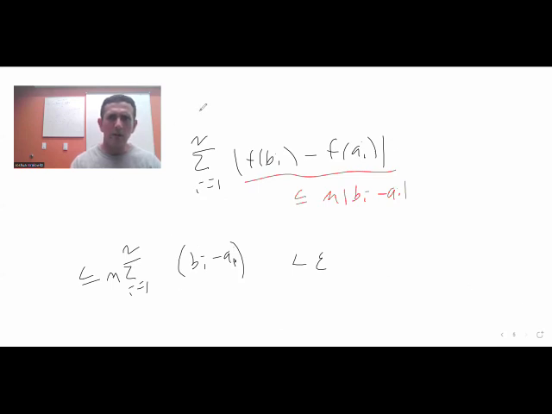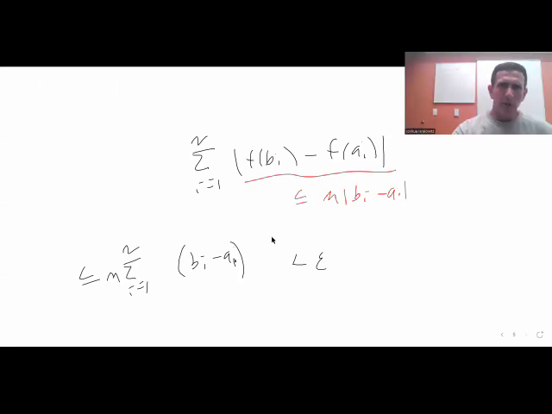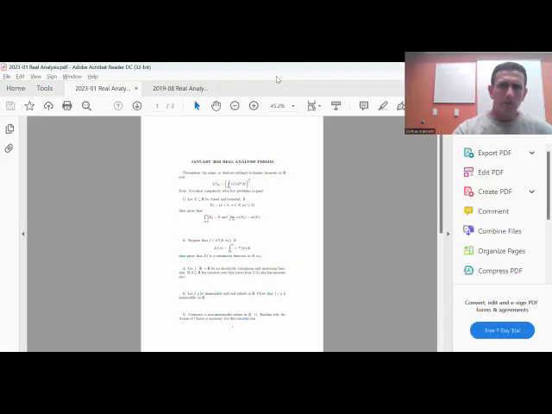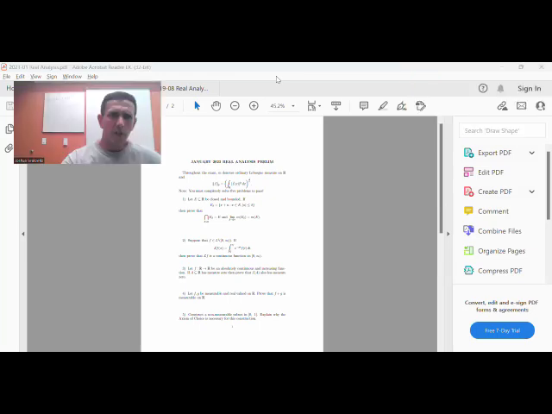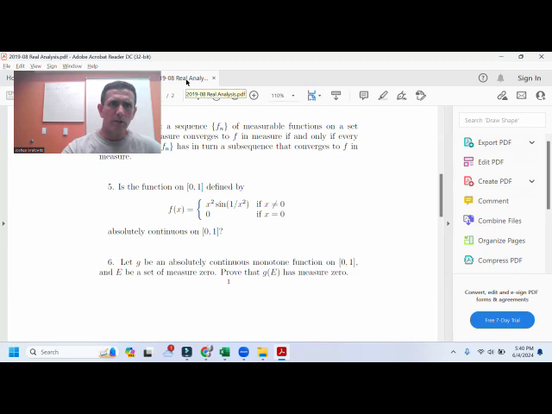Okay, so something a lot more interesting is an example of something not uniform, not absolutely continuous. And that's a prelim problem, August 2019. Is the function here absolutely continuous on 0 to 1? And the answer is no.